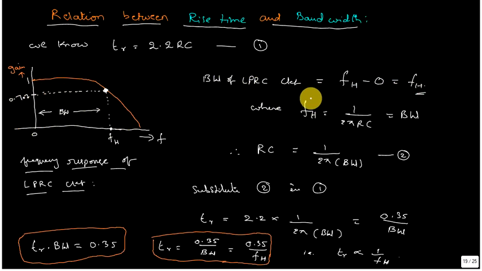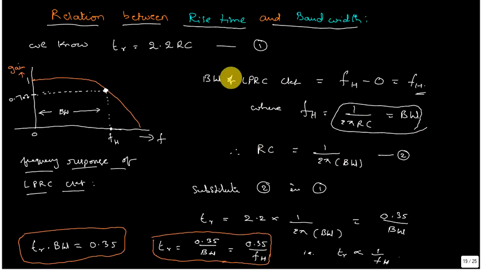Bandwidth of low pass RC circuit is fH. Already we defined this, where fH is upper cutoff frequency, that is circuit dependent, that means it depends on the circuit elements. fH is equal to 1 by 2 pi RC. So this is equation 1. Already we calculated rise time. Rise time is also depending on RC, and bandwidth is also depending on RC. So write RC in terms of bandwidth. From this expression, we can write RC is equal to 1 by 2 pi into bandwidth.